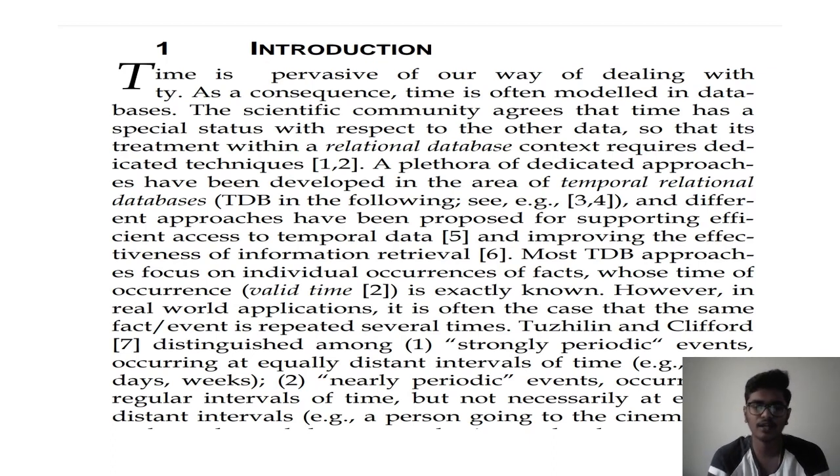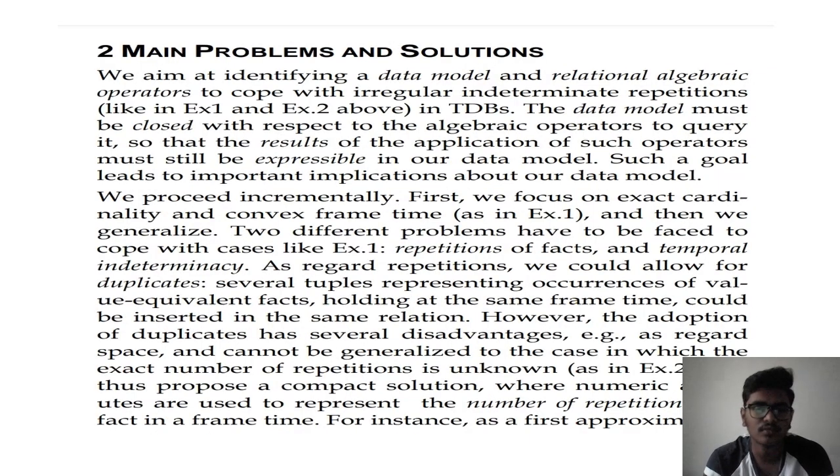Thus, Snodgrass and Clifford distinguish among strongly periodic events occurring at equally distant intervals of time, for example, Mondays of weeks; and nearly periodic events occurring at regular intervals of time but not necessarily at equally distant intervals, for example, a person going to the cinema once. So let us see the main problems and solutions for this.